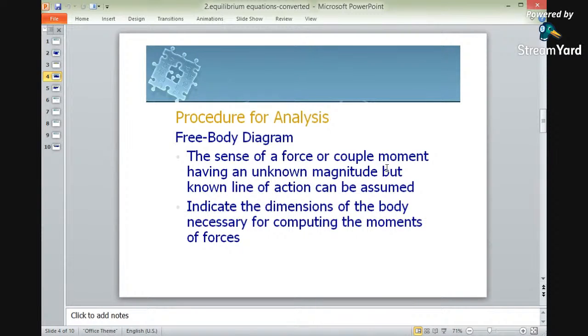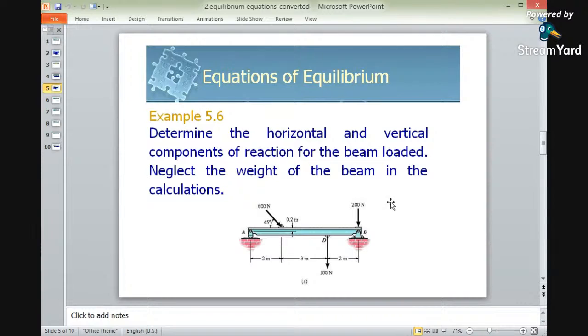Again, the procedure for analysis is the same. First we have to find the magnitude and direction of the different forces. The sense of a force or couple moment having unknown magnitude but known line of action can be assumed, along the same line of action. We have to indicate the dimensions of the body necessary for computing the moments of forces. If there are any dimensions, we have to specify them in order to take the moment about a point. Okay?